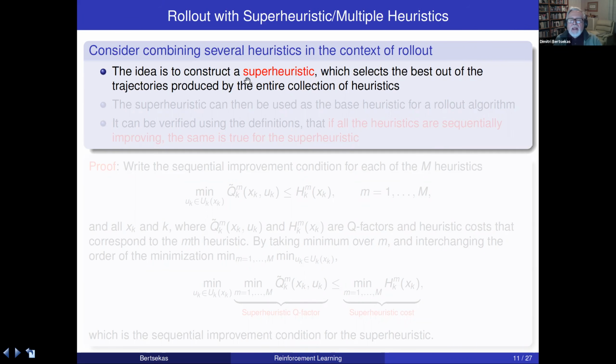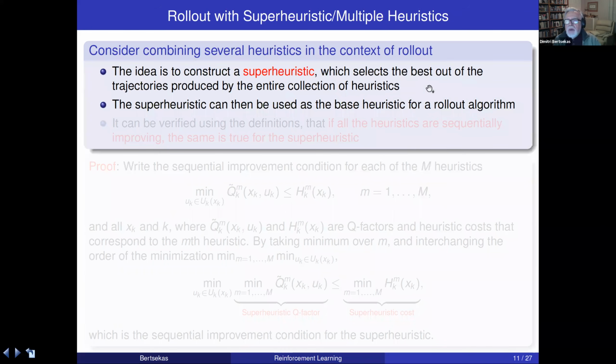It's possible to construct a super heuristic which selects the best out of the trajectories produced by the entire collection of heuristics. So in this super heuristic, we are at a state, we look at one possible control, and then we don't run a single heuristic, but we run multiple heuristics and then pick the one that works best, the one with minimum value. And we do this for every control. This is the super heuristic. And it can be viewed as a base heuristic, right? Anything qualifies as a base heuristic.